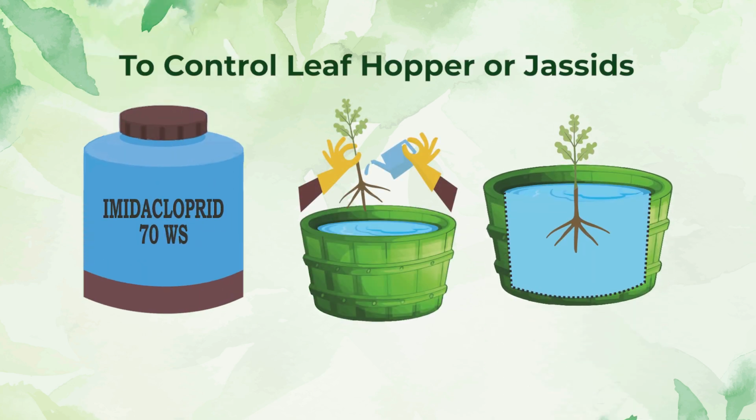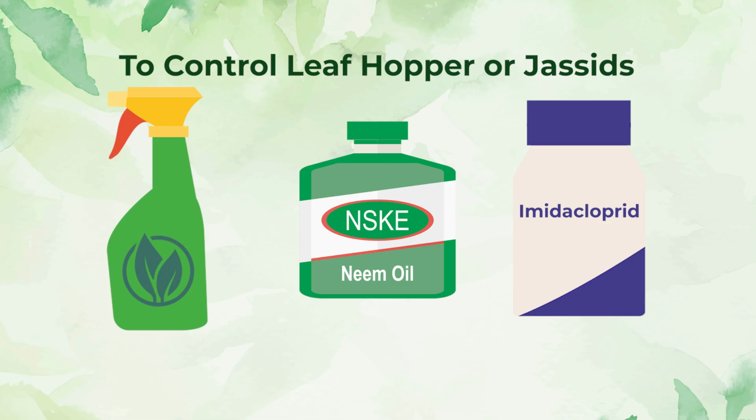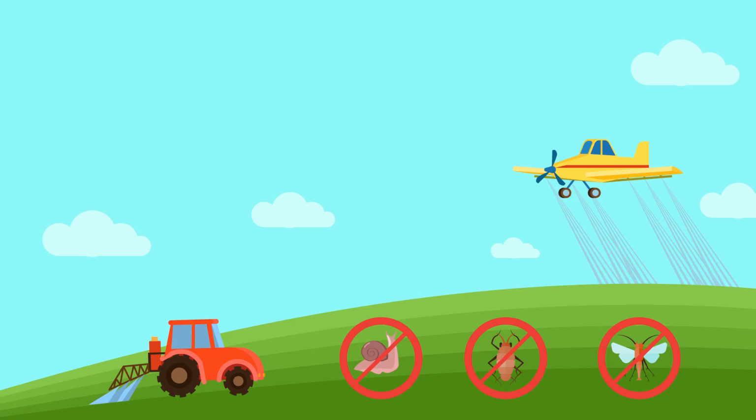Dip the root of the seedling for 1 hour in imidacloprid 17.8 SL at 1 milliliter per liter of water. This will protect the crop for 30 days after transplanting. Second, spraying NSKE at 4% at an interval of 10 days is also effective. Third, applying imidacloprid 17.8 SL at 0.35 ml per liter or thiamethoxam 25 WG at 0.35 ml per liter after 25 days of transplanting at an interval of 10 to 15 days is also effective.